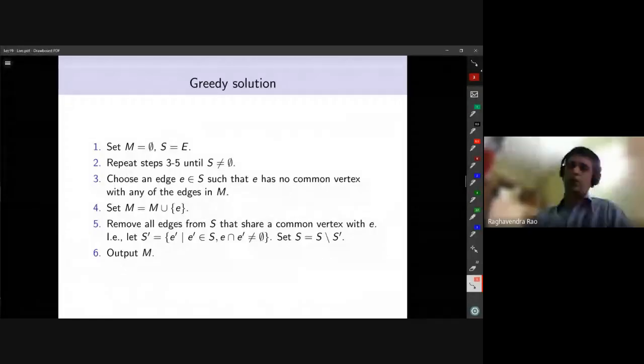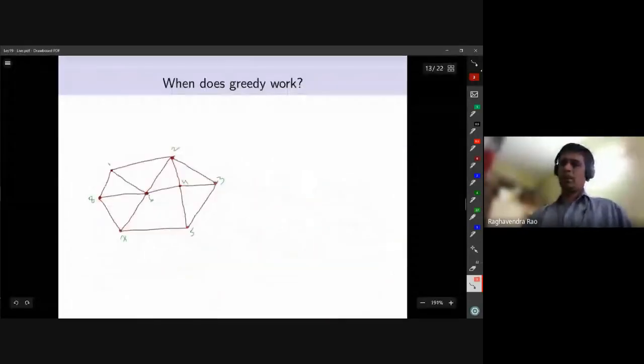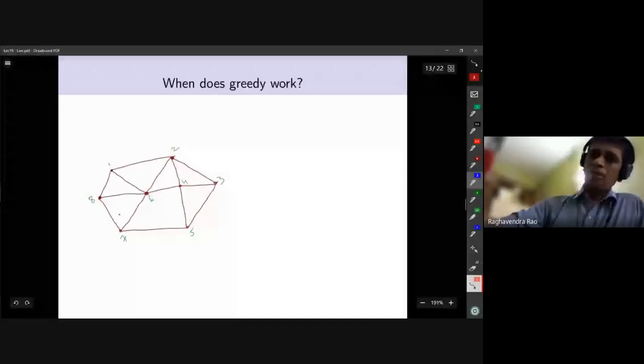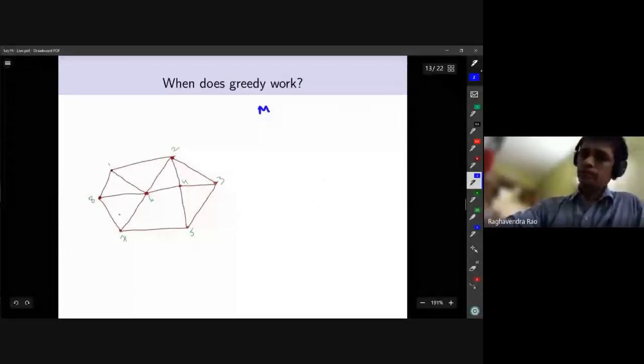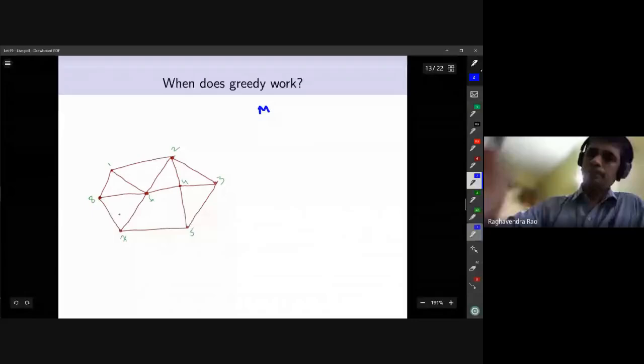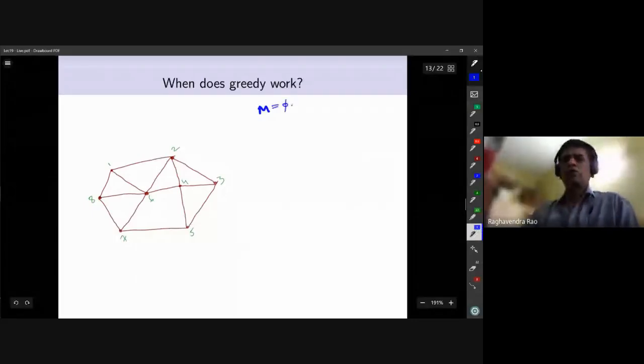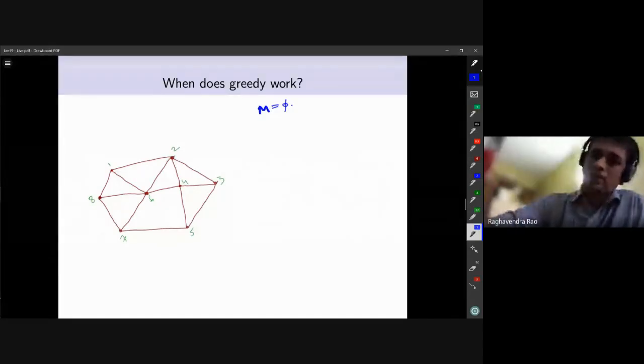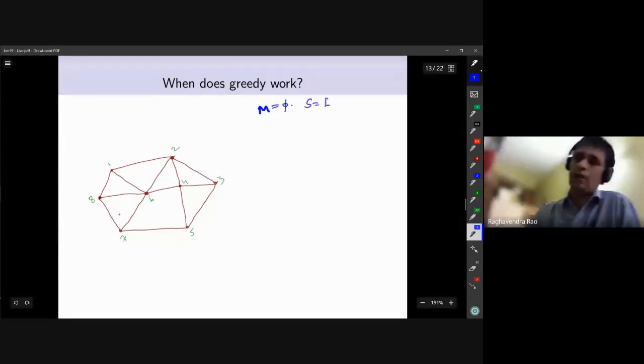Okay, so I hope it is clear. So we'll demonstrate it with an example. So M was initially empty. So now the greedy choice. What would you choose? Any edge is fine, right? So the whole edge set is going to be my S. So S is E.